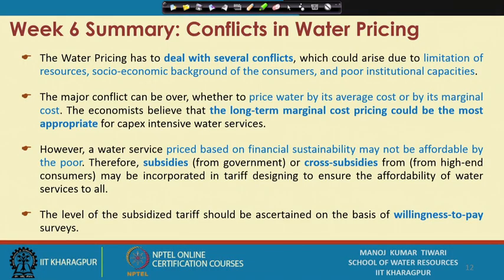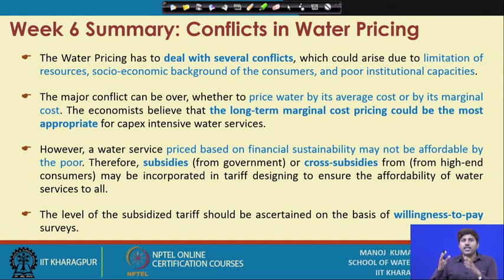There we saw that water pricing has to deal with a variety of conflicts which could arise due to the limitation of resources, the socio-economic background of the consumers, and poor institutional capacities. Major conflicts can be over whether to price water by its average cost or by its marginal cost. The average cost is total investment divided by the total water produced, so per unit of water what the cost could be, while marginal cost is the cost of production of one additional unit.